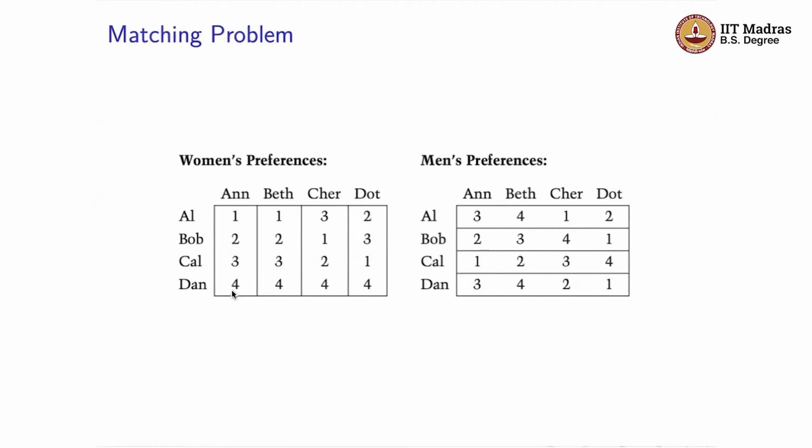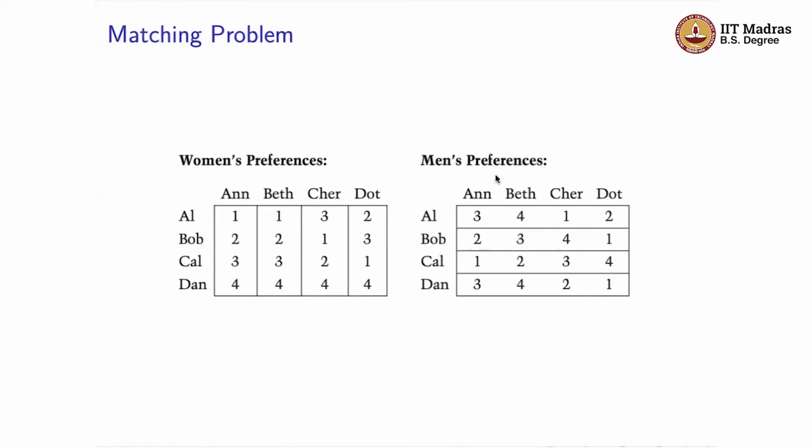So on the left, this is how you read these numbers, right? These are basically the rankings of the women over the different men in terms of who they want as their husband. So when we say that we are not allowing ties, it means that Anne cannot say that Al and Bob are equally good for me as a husband, right? Okay, so these were the women's preferences.